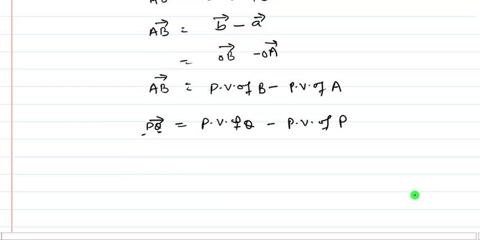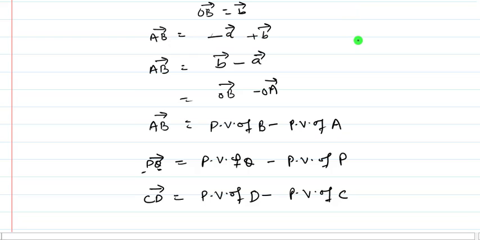Let me take one more example. If we need to find vector CD in terms of position vectors, then it will be the position vector of D minus the position vector of C. So, in this way, we can represent a vector in terms of the position vectors of the points, and the order should be followed strictly.